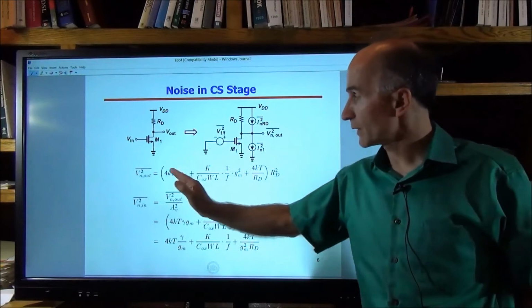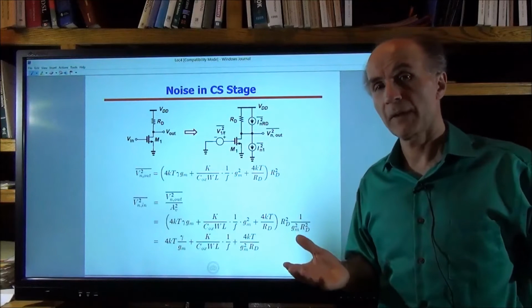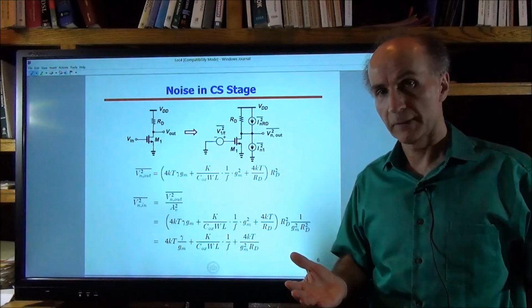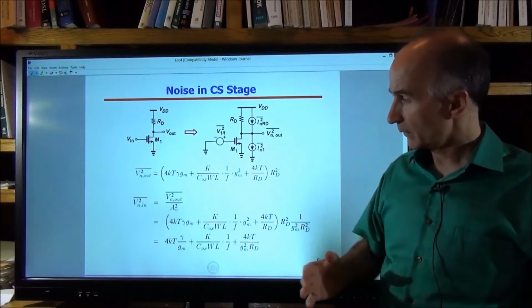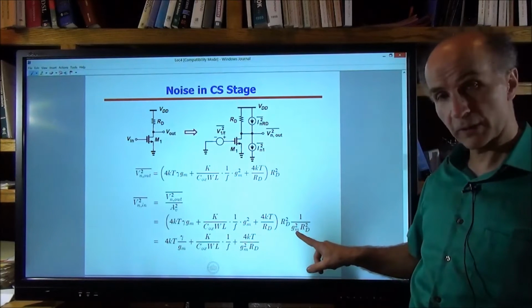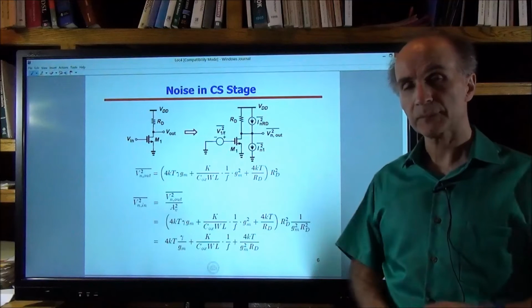So that is the total noise voltage that we measure at the output. Now we're going to take that and divide it by the gain squared, which would be Gm squared RD squared, to refer to the input. So the input is given by this expression. We divide by Gm squared RD squared, and that is the final result.